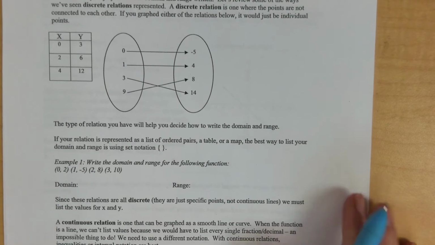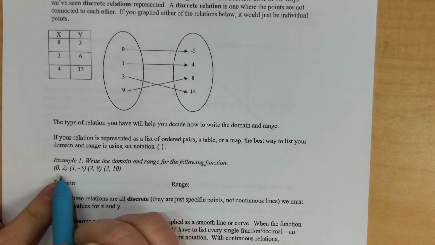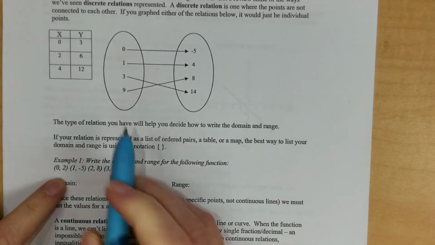The type of relation you have will help you decide how to write the domain and range. If your relation is represented as a list of ordered pairs, a table, or a map, the best way to list your domain and range is using set notation, because it's a finite number of points, they're not connected, and we can list every single value that falls into that domain and range.